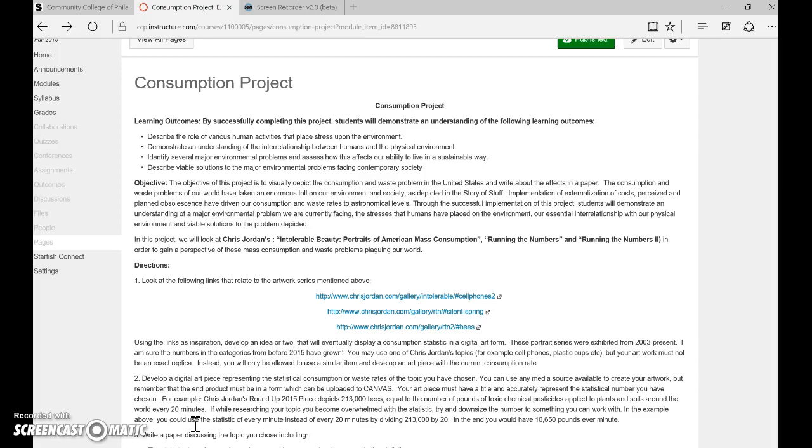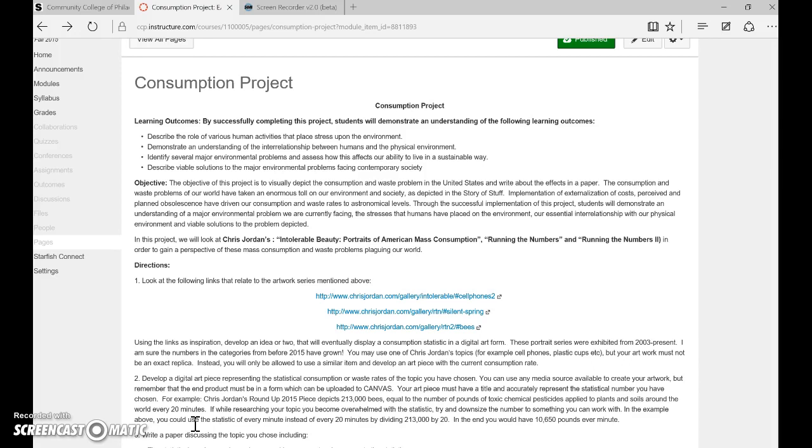The end result will be a 2-page paper written about whatever consumption product you discuss, and then the digital art piece. And when I say digital art piece, you don't need any fancy apps. You can if you want to. There are tons of apps out there. You could just use Word or Publisher to do this. And I'm going to give you a couple examples, or one example, of how to do that.